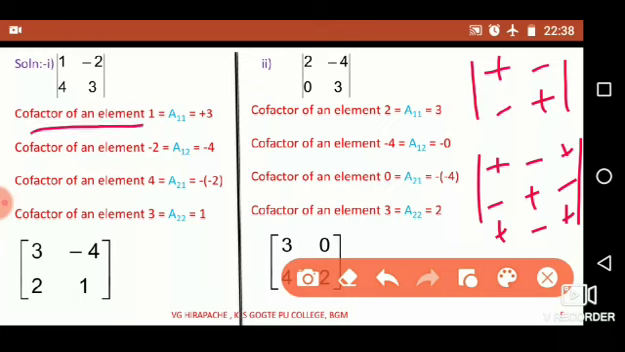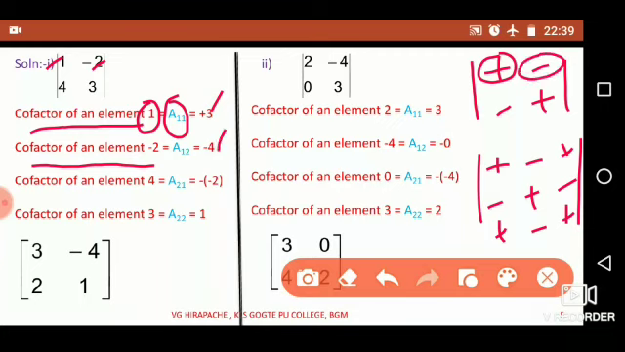The cofactors are denoted by the notation capital A or capital C. Therefore it is A11. 11 stands for the first row, first element, which is nothing but 1. The cofactor of 1 is, actually the minor of 1 is 3. If that 3 is multiplied with a plus sign, then we'll get a cofactor of 1 is plus 3. Now the cofactor of minus 2, first I'll find the minor of minus 2. Minor of minus 2 is plus 4. But if that is multiplied with a negative sign, minus of plus 4 is minus 4. Therefore minus 4 is the cofactor of minus 2.